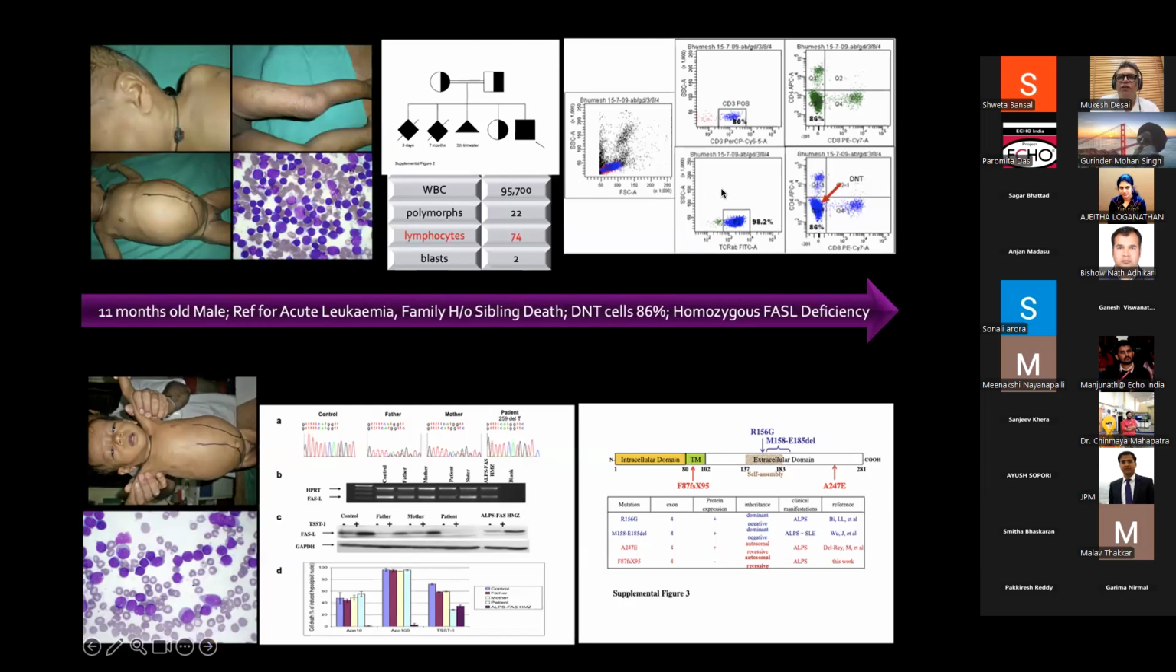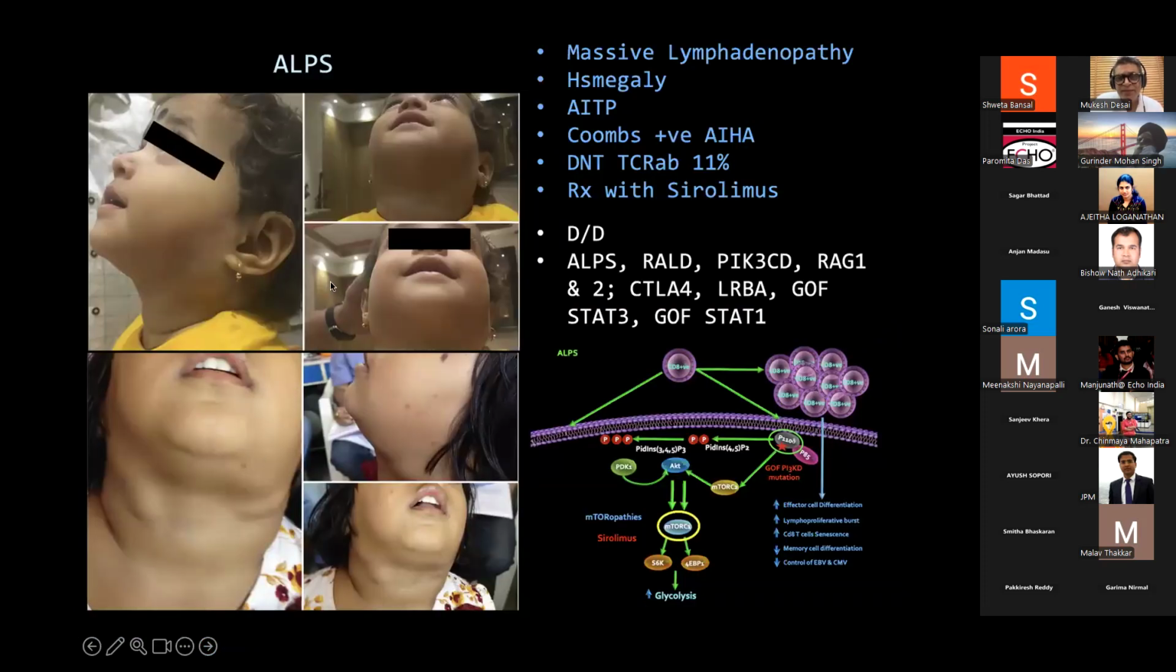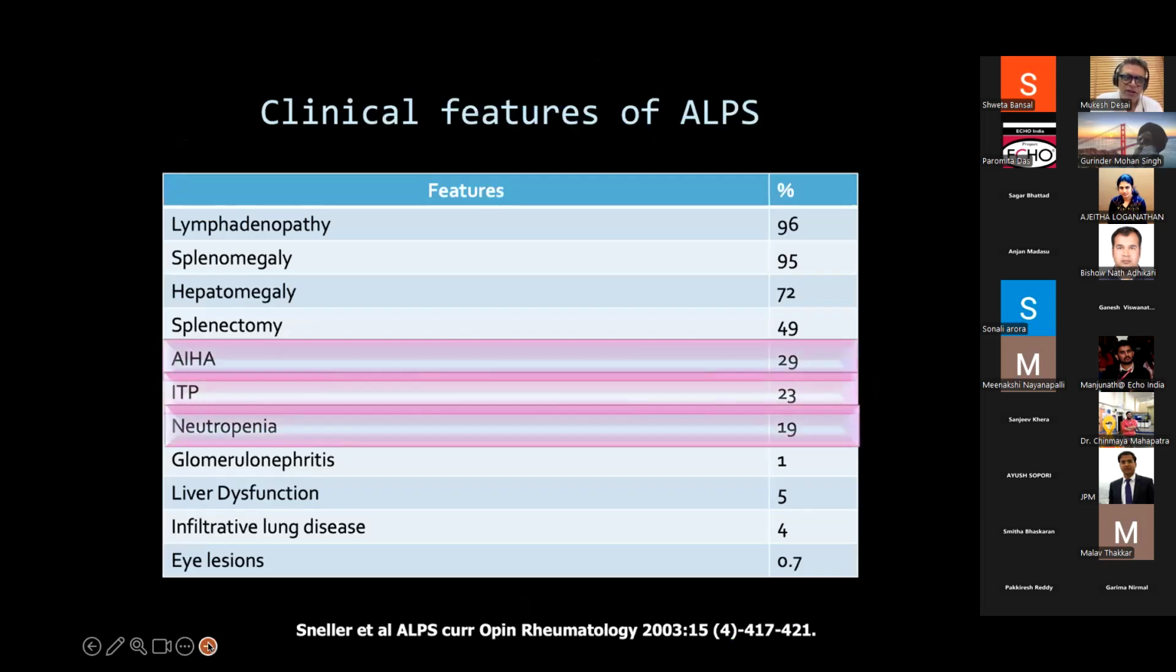But when the flow was done by Dr. Manisha, she told us that 83% of these cells are double negative T cells. That was the clue that this patient has ALPS, and he had a homozygous FAS ligand mutation, one of the first patients with homozygous FAS ligand, which was published by the French group, Dr. Frederic Rieux-Laucat. There's another sister who had ALPS, and the beauty is that they respond beautifully to sirolimus. They have an excellent response to sirolimus.